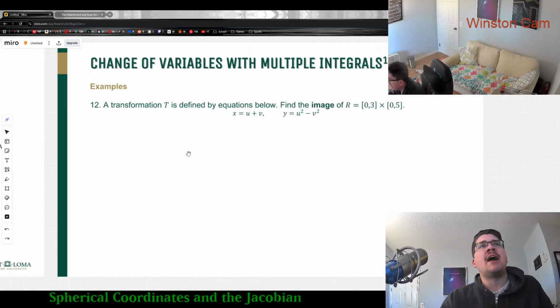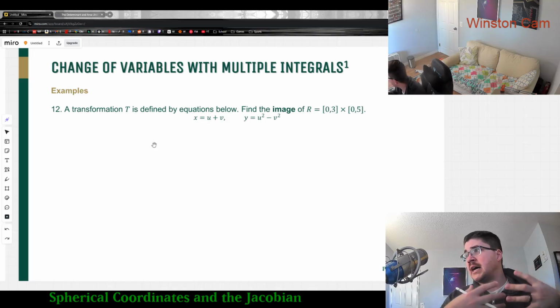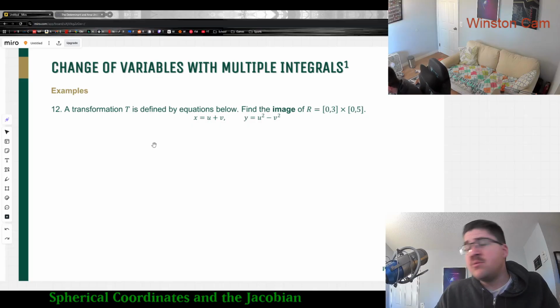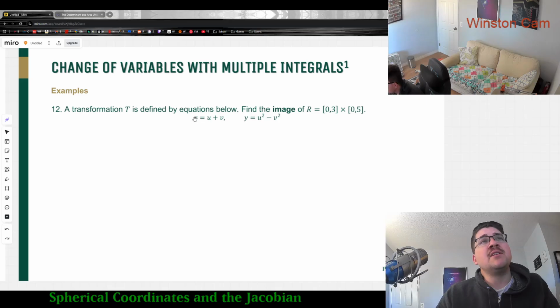But in this example, let's just explore a sample transformation, because I think it can be helpful to think about what is going on in a multivariate transformation, because you can always map it out using the equations. So say, for example, we had x defined to be u plus v and y to be defined as u squared minus v squared.